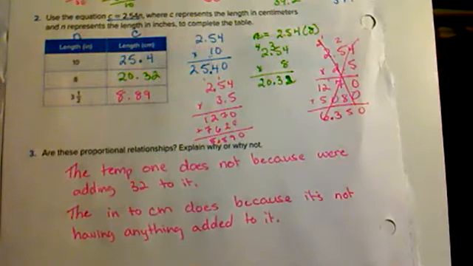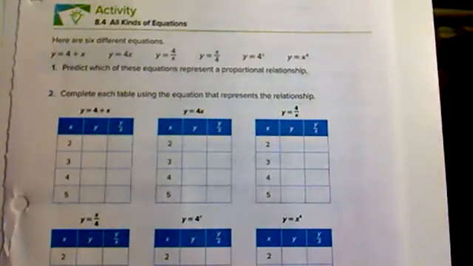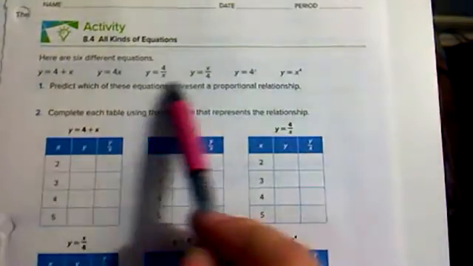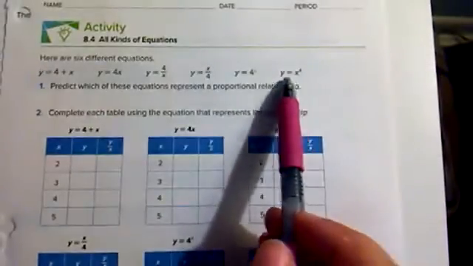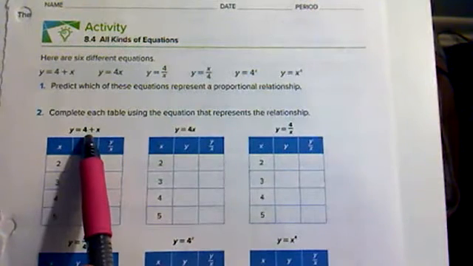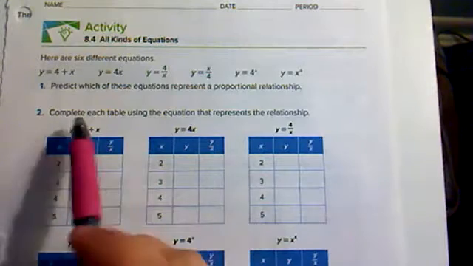All right, so we're going to skip page 129 and we're just going to go right to page 130. So this first one, it says here are 6 different equations. Predict which of these equations represent a proportional relationship. So you're just going to look and decide which ones of these you think are going to represent a proportional relationship and circle them. So pause the video and take a moment to do that. All right, so let's check your answers.